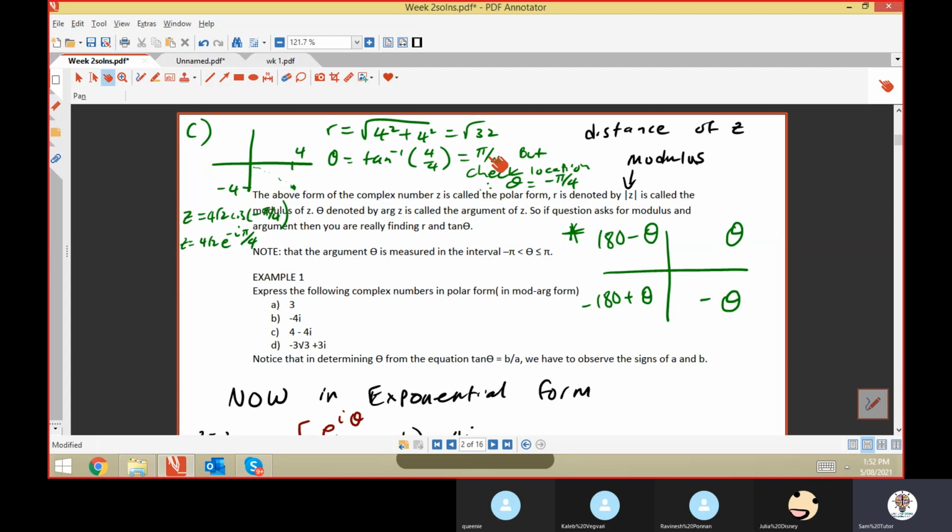Going too fast with the 45 degrees and the pi over 4 here. Well, is that comfortable for us? Is it okay?